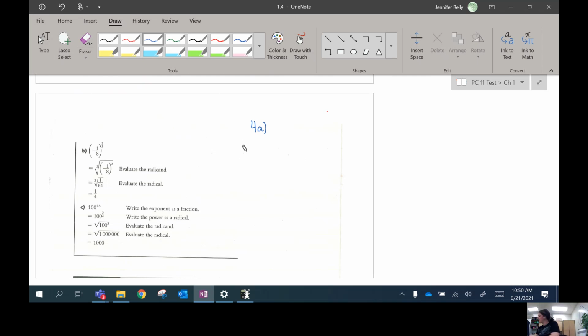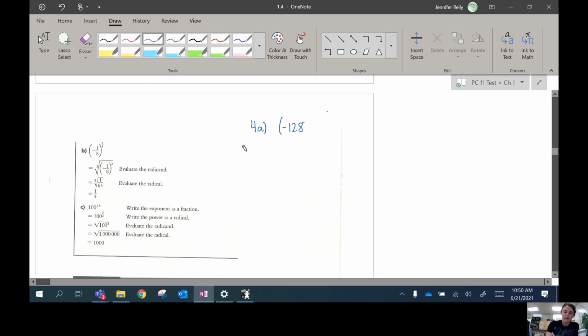is asking us what's negative 128 to the power of 3 over 7. So remember, we're taking 3 over 7 and we're splitting it up into 2 parts. 3 over 7, before we said it's 3 times 1 over 7, but in this case, we're going to do it the other way around. 1 over 7 times 3.